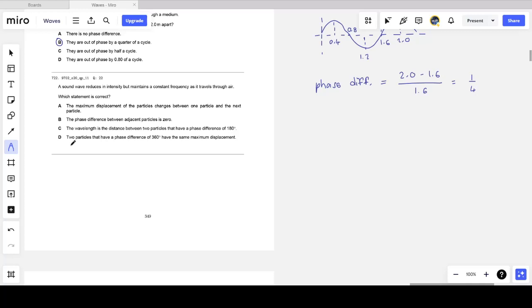So its intensity is dropping, but its frequency remains the same. Remember, frequency is related to wavelength. 1/frequency gives the period. So if I were to sketch a graph of displacement against time, what would this graph look like? Let's call the displacement x. It doesn't really matter. And then the time axis is the horizontal axis.